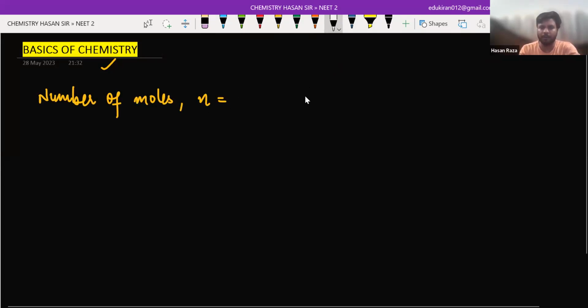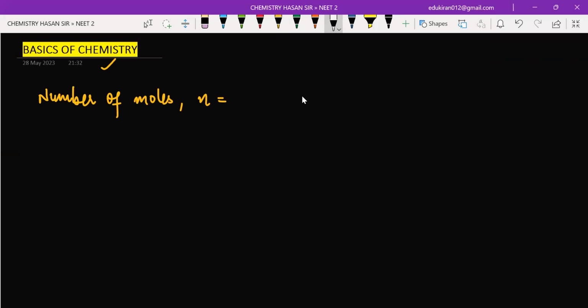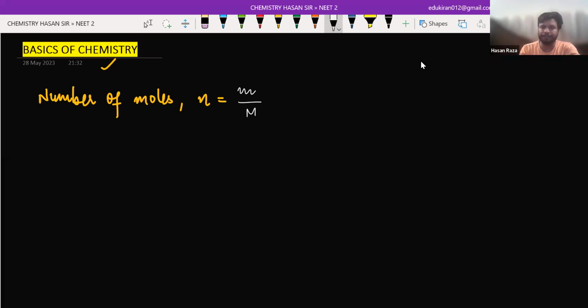The formula for the number of moles. Mass by molar mass. Given mass upon molar mass. Also, there are three more formulas for calculation of number of moles. The first one is given mass upon molar mass, which will be very important as it is used almost at every stage. And then the number of moles has a formula, given number of particle upon Avogadro number.